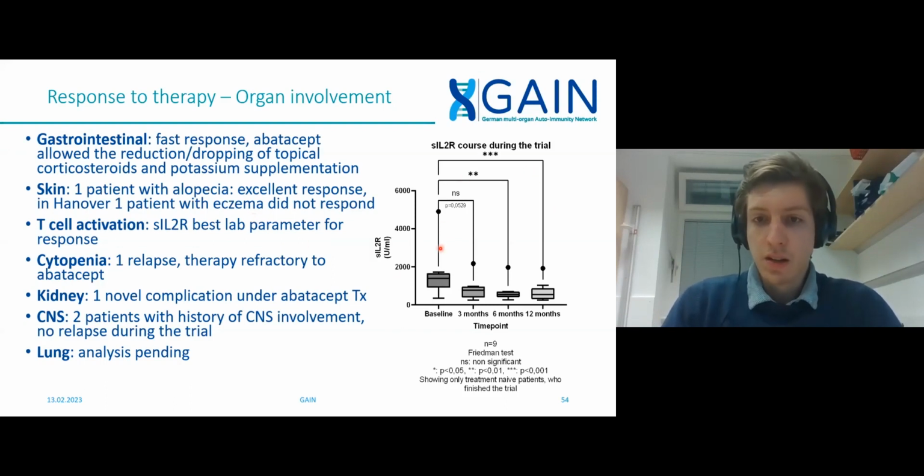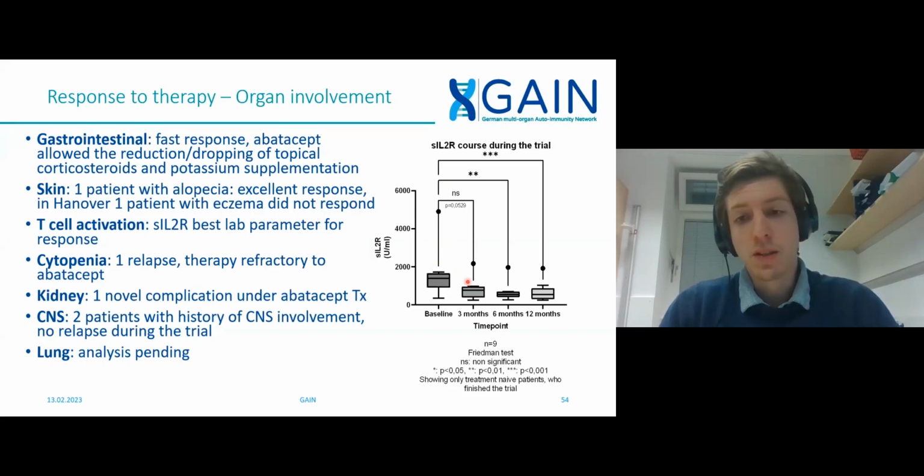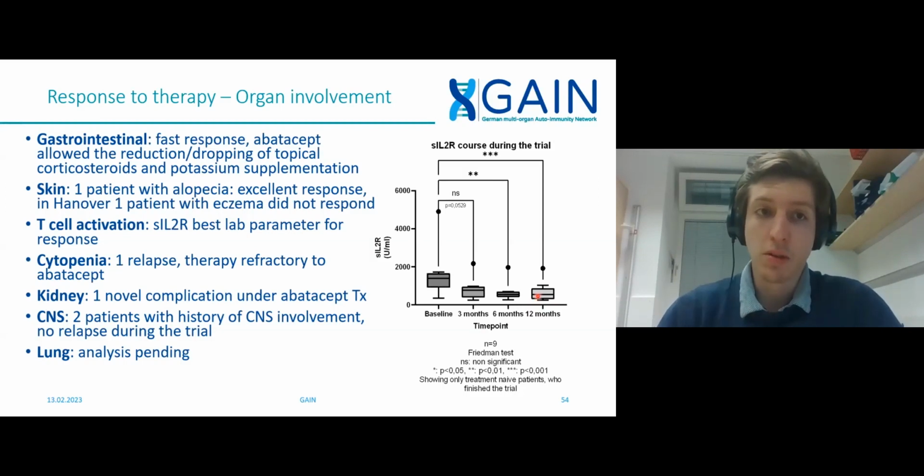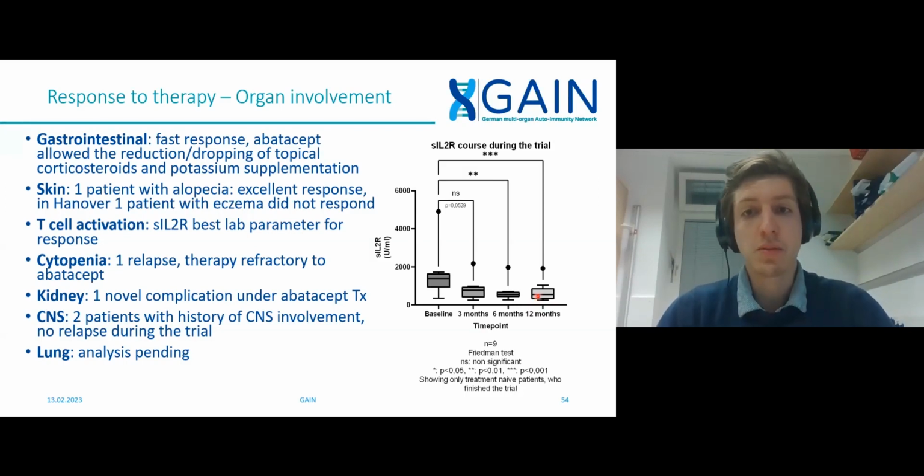As you can see from the baseline, already at 3 months into treatment we see a fast response, which is not yet significant. But at 6 and 12 months, we see a huge and stable drop of the interleukin-2 receptor during abatacept treatment. For the cases of cytopenia, we had 1 patient who relapsed during the trial, and this relapse was also therapy refractory to abatacept.